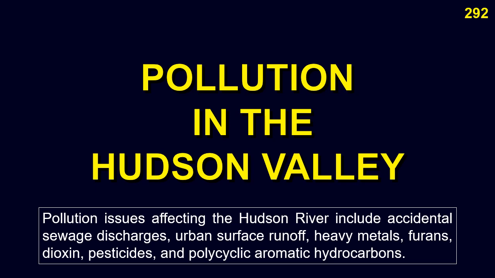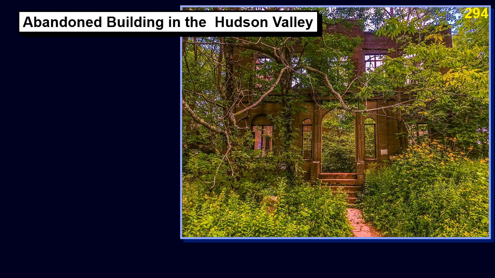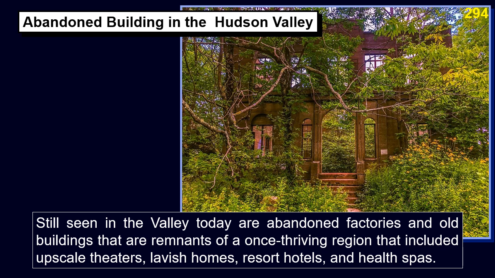Pollution issues affecting the Hudson River include accidental sewage discharges, urban surface runoff, heavy metals, furans, dioxin, pesticides, and polycyclic aromatic hydrocarbons. Due to the decrease in industry within New York State over the past 40 to 50 years, parts of the Hudson Valley have seen economic decline and unemployment to a greater degree than other areas in the state. Still seen in the valley today are abandoned factories and old buildings that are remnants of a once thriving region that included upscale theaters, lavish homes, resort hotels, and health spas.